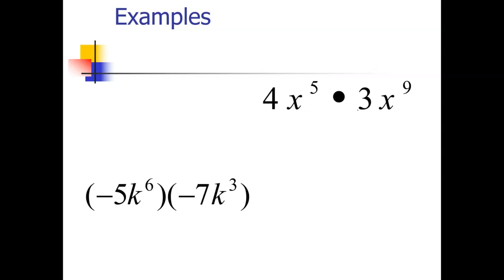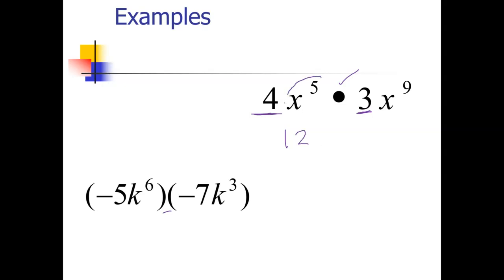Now, when you multiply, there are 2 ways to show multiplication. The one is using a dot, and the other one here I have used is a parenthesis. They both mean to multiply. So in the first example, when I'm multiplying, first of all, I'm going to multiply the numbers. So 4 times 3 is just like a whole number. So you're multiplying 4 times 3 is 12.